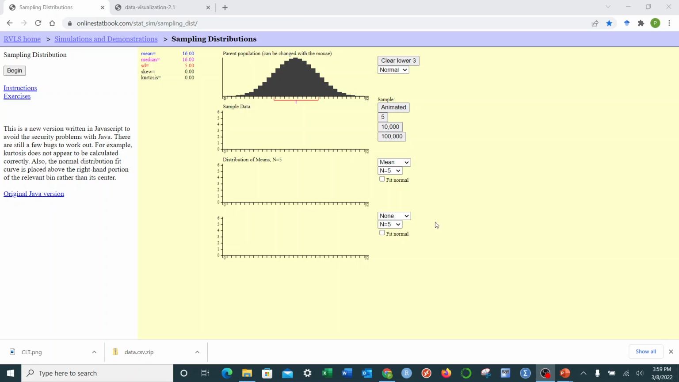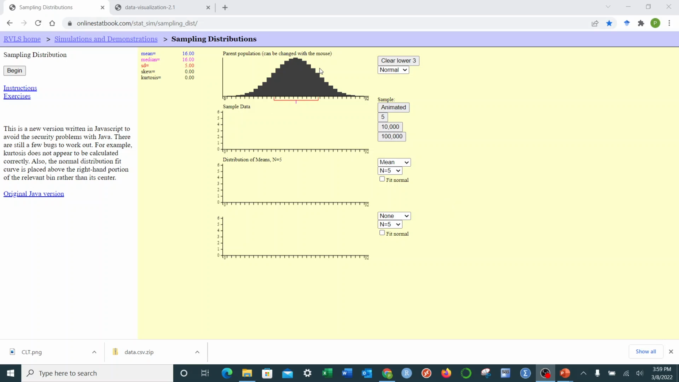And to help visualize this on a deeper level, I want to use this really cool applet. I'm going to post the link in the description. It's put on by Rice University, and again, the link will be in the description. And it's a really fantastic, simple way of visualizing what a sampling distribution is.